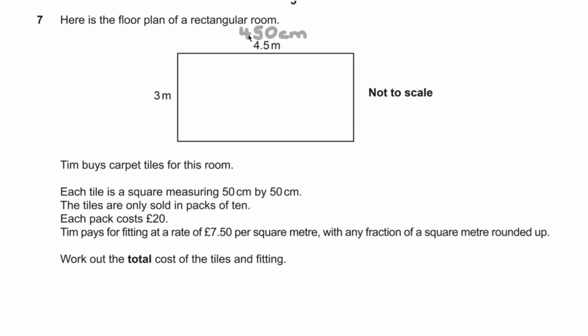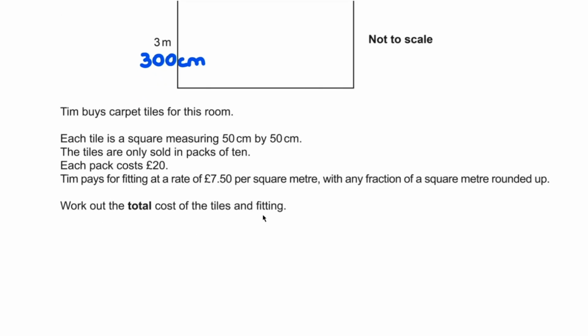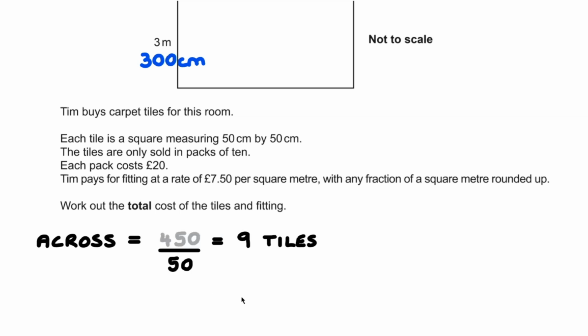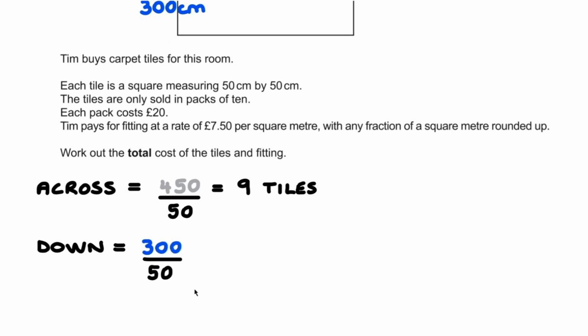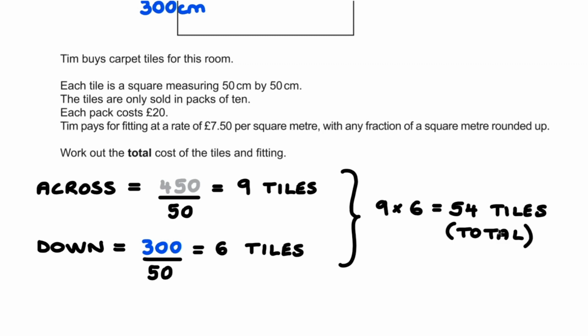So we've got 450 centimeters by 300 centimeters. The reason I'm converting to centimeters is because the tiles are given in centimeters. So we can find out how many tiles we go across and down. Across we've got 450 divided by 50, which is 9 tiles. And down we've got 300 divided by 50, which is 6 tiles. Which means the total number of tiles we need, 9 times 6, is 54. So we have 54 tiles in total.